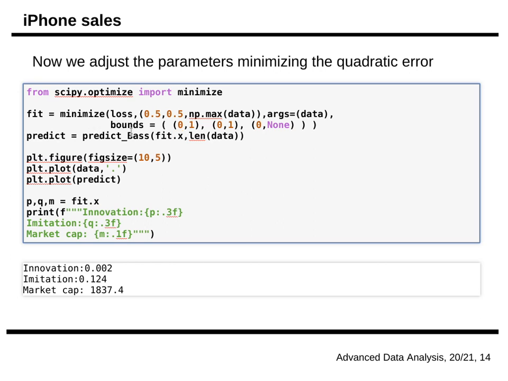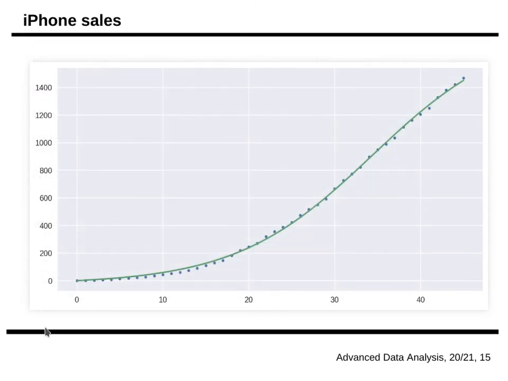And now we can do the predictions with these parameters for all our data and plot, and also check the parameters. So the innovation is p, and p, q, m are the three parameters. And we can see that in this case, innovation is a very small contribution, and imitation contributes a lot more than innovation. So basically, and we can also estimate the total number of iPhones that will be sold when we reach the market capacity, so when the fraction reaches 1. And this is the curve. So this is the data, and this is the predicted curve here.